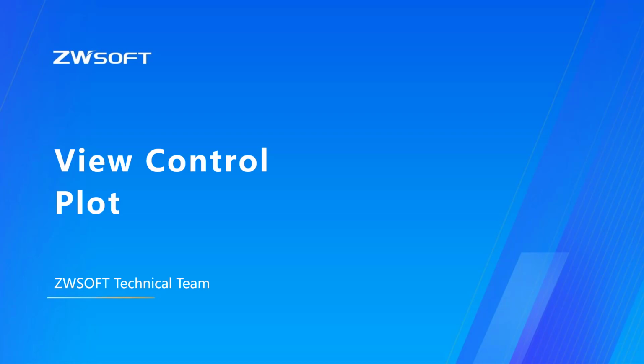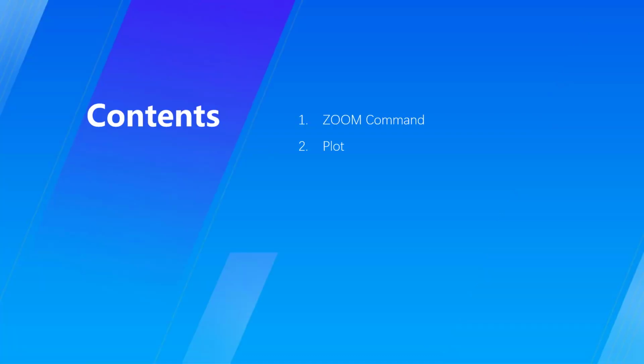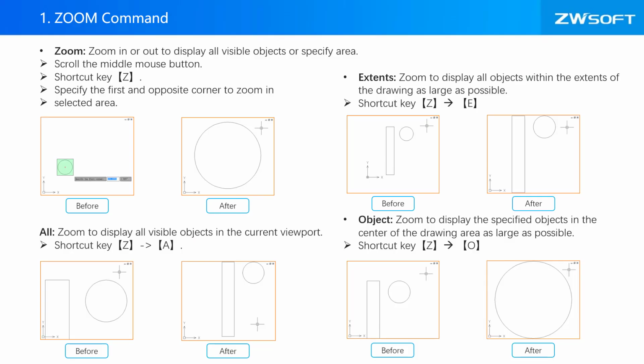In this video, we'll go through view control and plot in ZWCAD, in which I will introduce zoom command, plot. First of all, I will introduce zoom command. In ZWCAD, you can use zoom to zoom in or out to display all visible objects or specify area. You can choose to zoom all, zoom extends, zoom object.